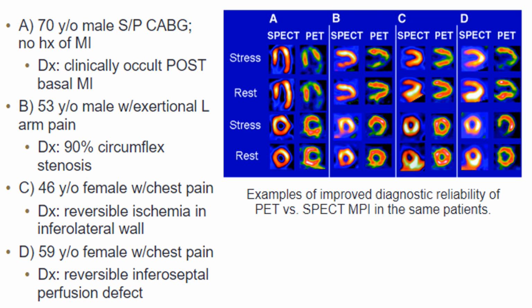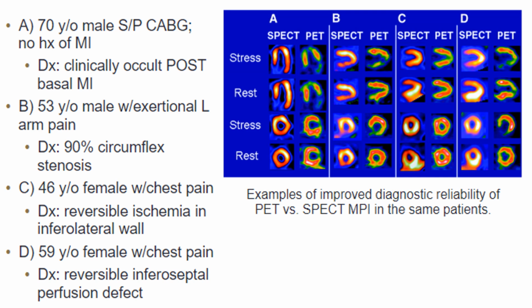A is a 70-year-old male after a CABG procedure, no history of MI, diagnosed clinically with a posterior basal MI. And you can see that it is showing up on the PET images, but the SPECT images are masking it. With B, 53-year-old male with exertional left arm pain, diagnosis with 90% circumflex stenosis. You can see slight defects here on the SPECT images, but you can really see it on the PET much, much clearer.